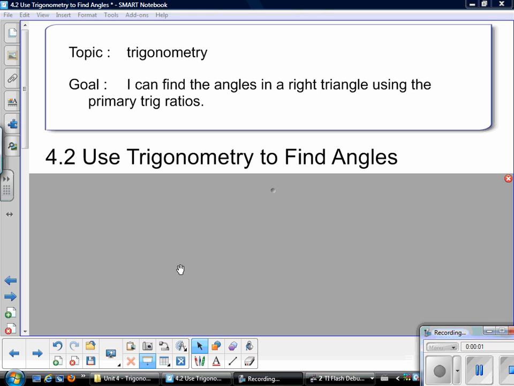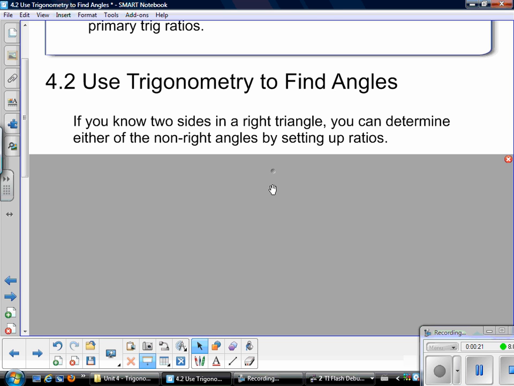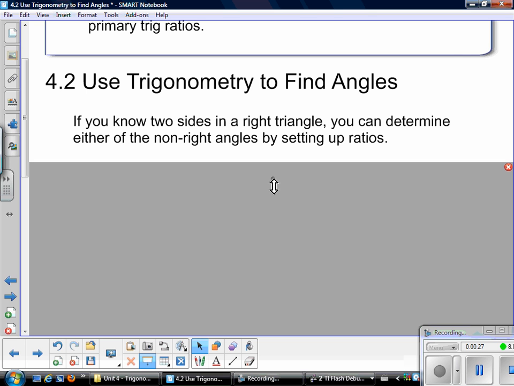Okay, today what we're looking at in 4.2 is finding angles using trigonometry. So I can find the angles in a right triangle using the primary trig ratios. First of all, if you know two sides in a right triangle, you can determine either of the non-right angles by setting up ratios. That's what's kind of cool about it.